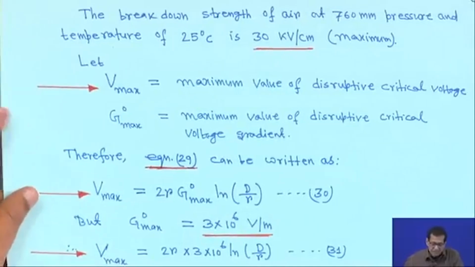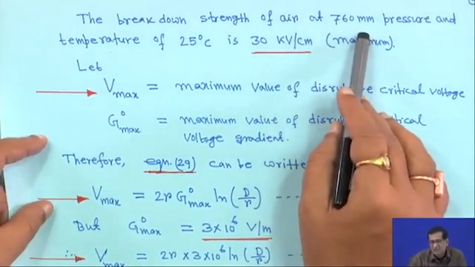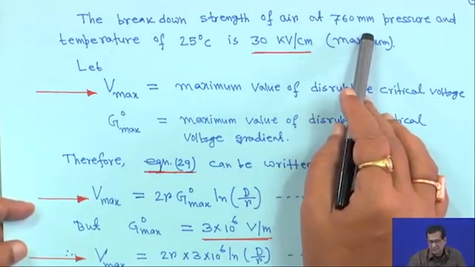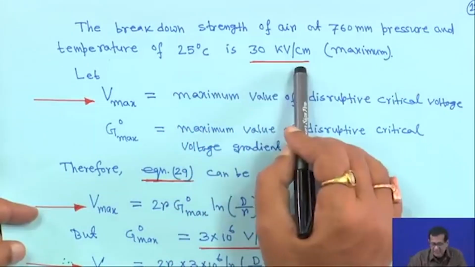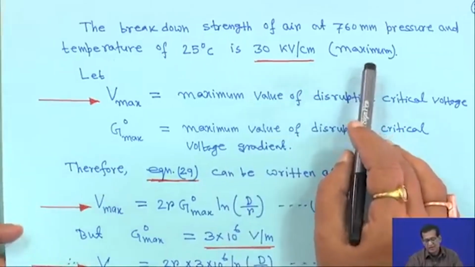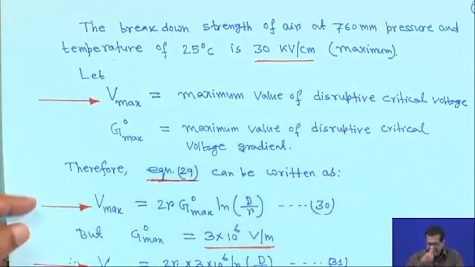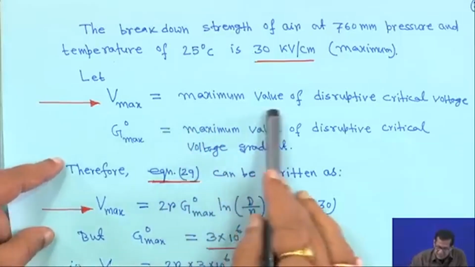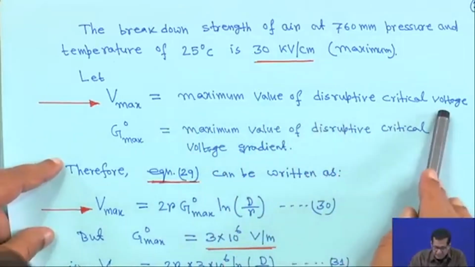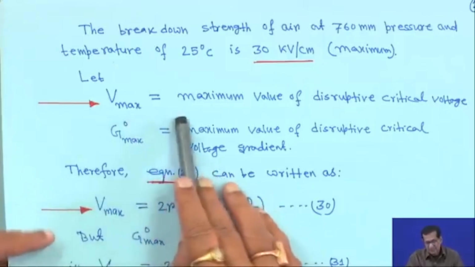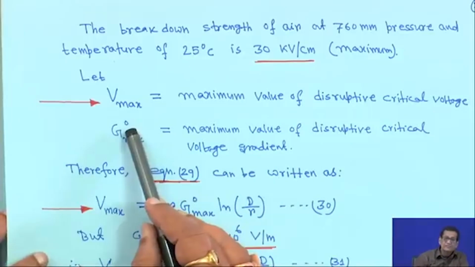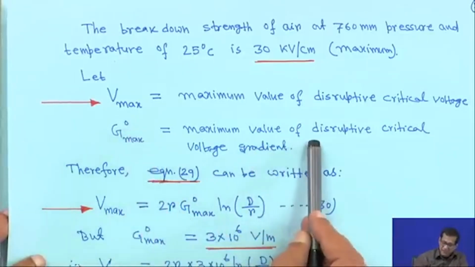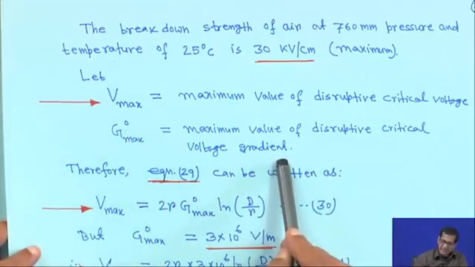So, the breakdown strength of air at atmospheric pressure, that is 760 mm pressure, and temperature of 25 degrees Celsius is 30 kilovolt per centimeter. This is the maximum, this is the breakdown strength of the air. Now, assume V max is the maximum value of the disruptive critical voltage, and G max superscript 0, G max 0, is the maximum value of disruptive critical voltage gradient.